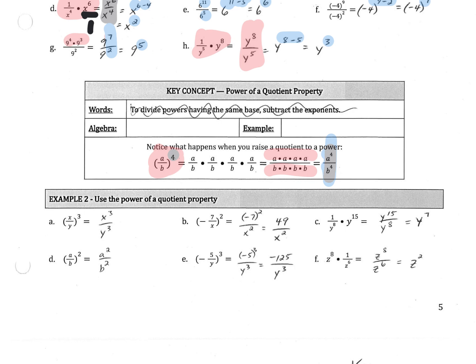So let's take a look at example A. X over y to the 3rd power. That 3 gets shared with both terms. Then you're done. This 2 gets shared with both terms. We could go one step further to call negative 7 squared 49. But then x squared just stays as x squared.